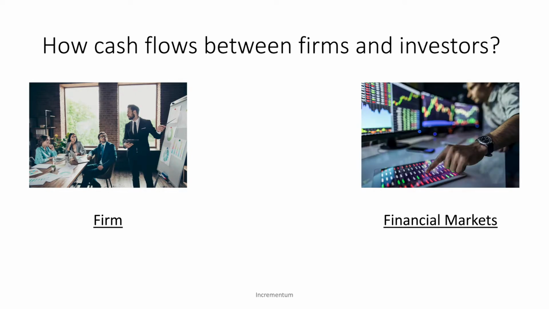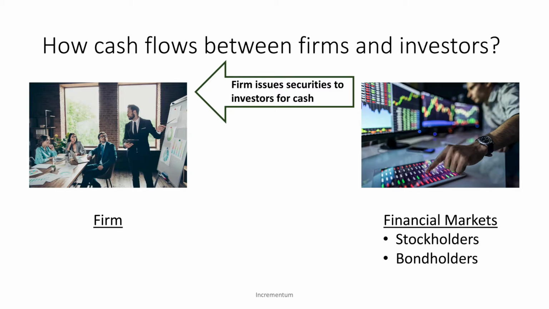So they go over to the financial markets, and the financial markets could be private, could be public, and the two main ways of raising money for a firm from the financial markets are by issuing stocks or issuing bonds. The firm can sell ownership, and then they would issue stocks, or they can take out debt, and then they would issue bonds. Those stocks and bonds are financial securities. So the firm issues these financial securities to the investors in the financial markets in return for cash.